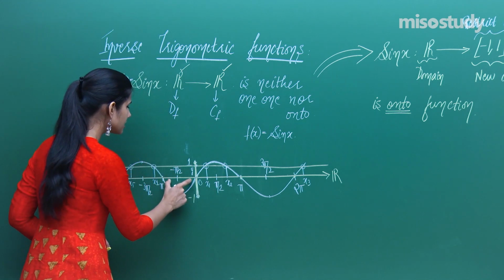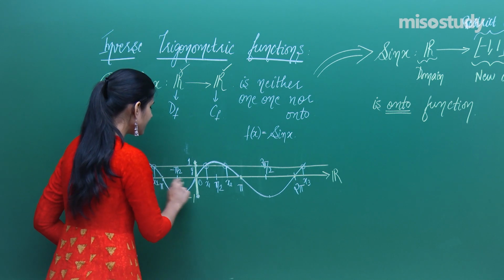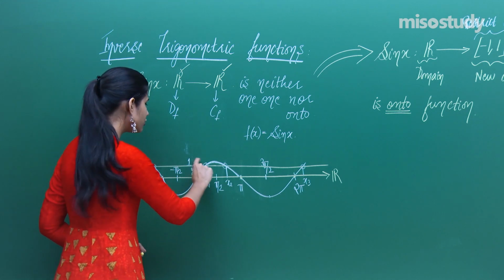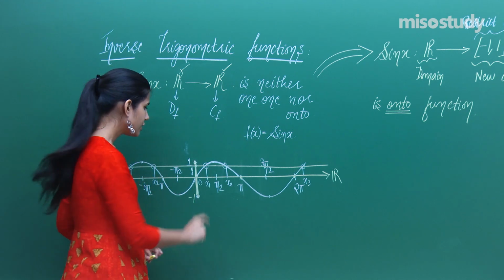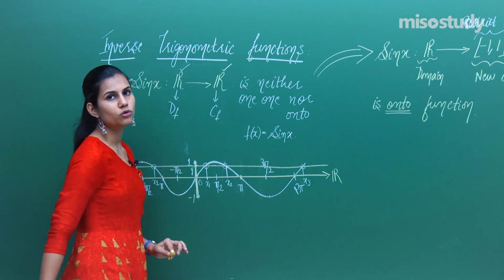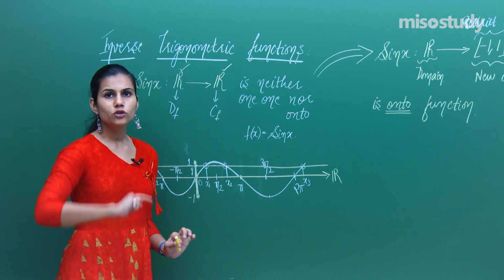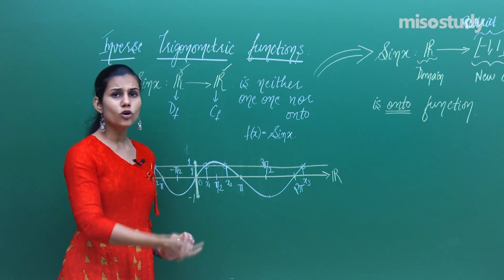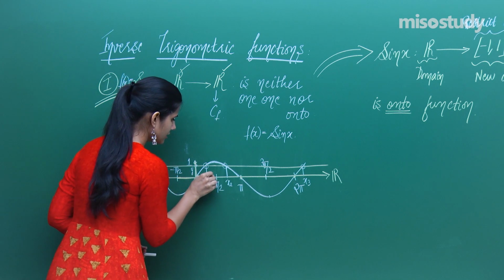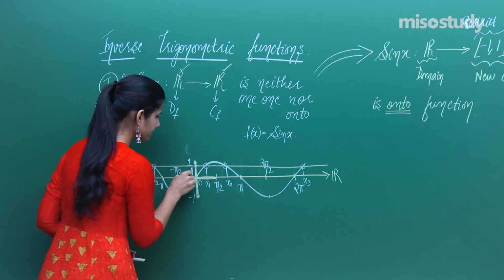Similarly, ontoness will be disturbed if I restrict my real line to minus pi to 0, because no member in minus pi to 0 has image in the 0 to 1 interval. So the 0 to 1 interval of the codomain will have absolutely no pre-image, so again ontoness will be disturbed. I want such a section corresponding to which there is no turn as well as ontoness is not disturbed, and that is this section, minus pi by 2 to pi by 2.